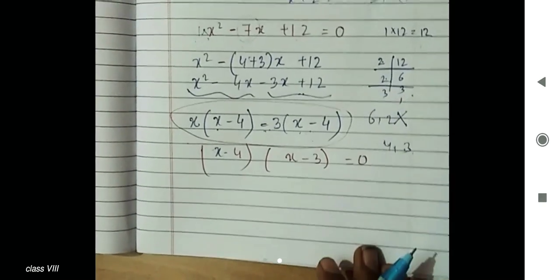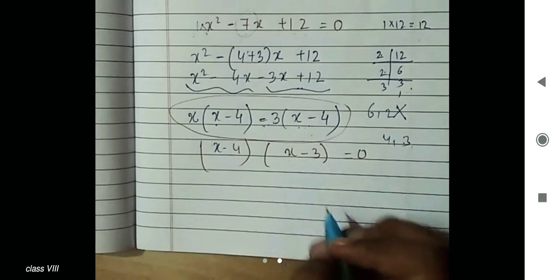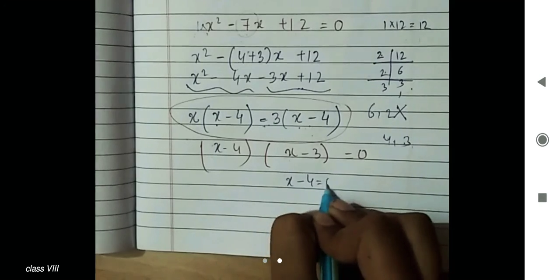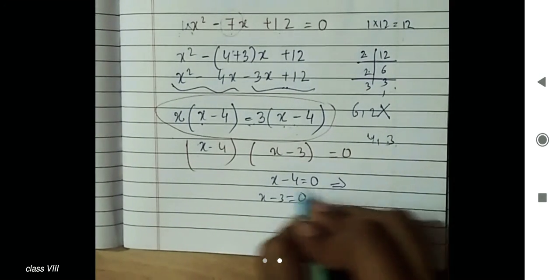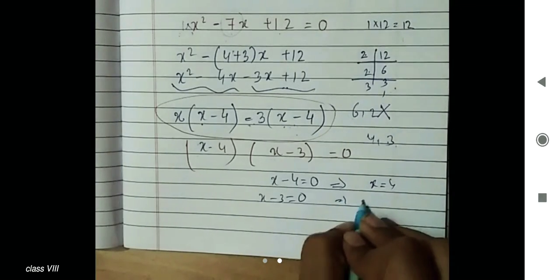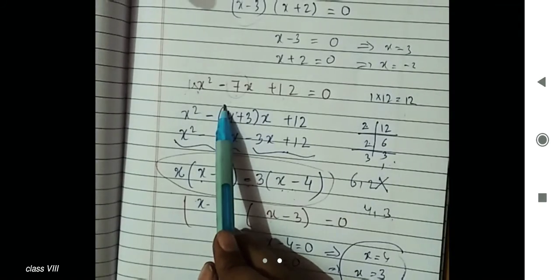Now we are facing a zero product rule. We will apply the zero product rule, which says that maybe this expression is 0 or maybe this expression is 0. So x minus 4 is equal to 0 and x minus 3 is equal to 0. So this implies that x is equal to 4 and this implies that x is equal to 3. That means 4 and 3 are the roots of this equation.